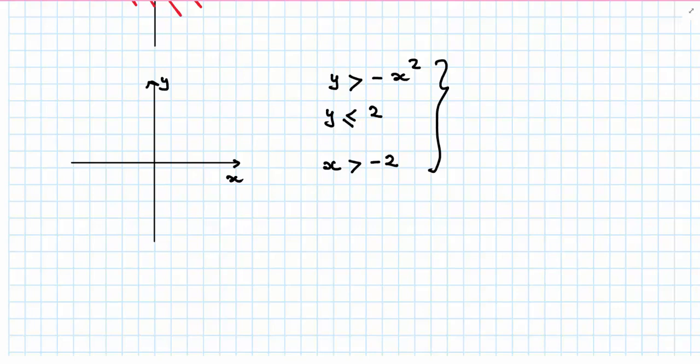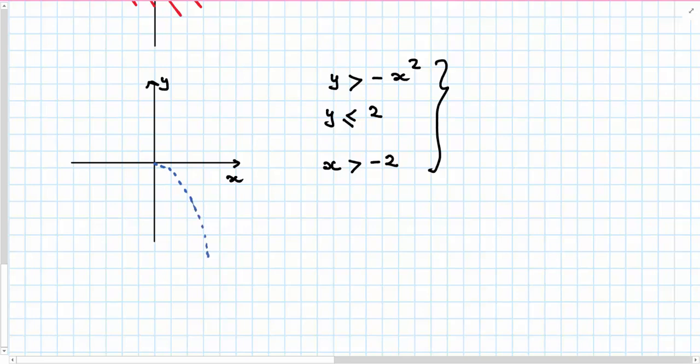First one, y greater than negative x squared. Notice no equal sign, so dotted curve. Then y less than or equal to 2, so a solid line, and x greater than negative 2, so negative 2, dotted line. So let's have a look.